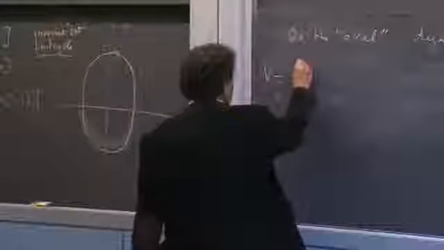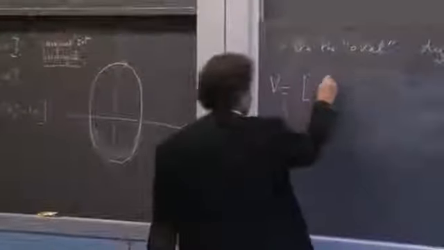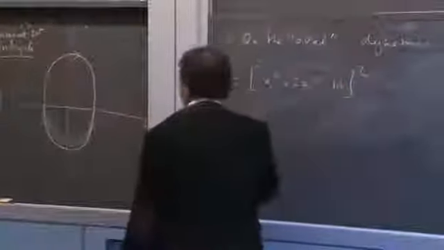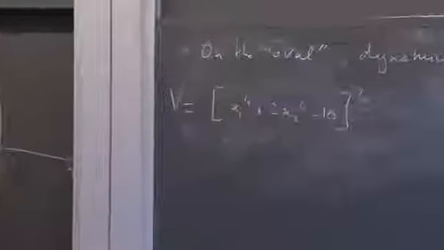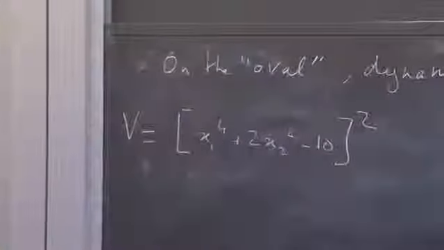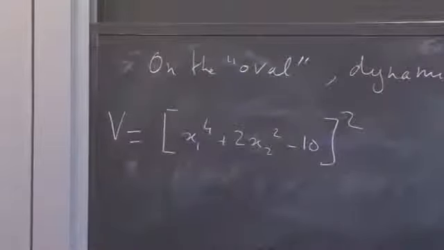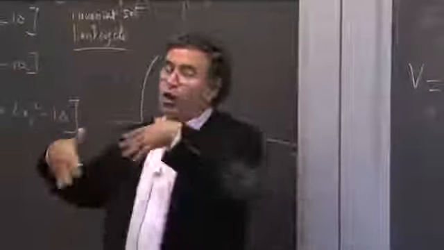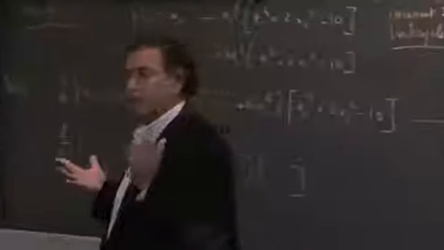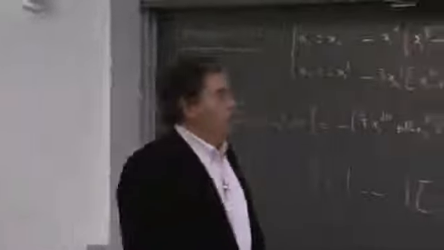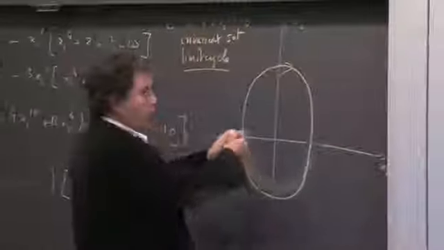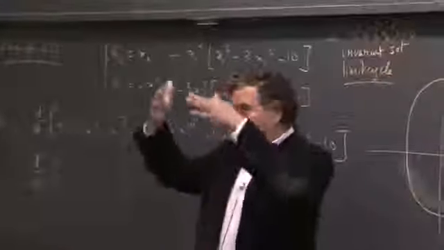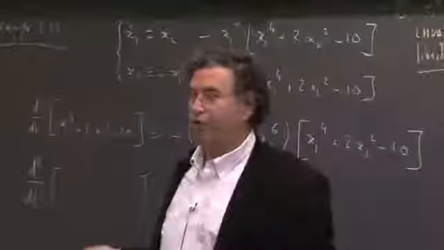And so, therefore, one way of doing this is just to take the square of this bracket. Again, I'm not saying this is a direct application of the theorem. It doesn't tell you to choose this V. We say, well, let's try this. Okay. So what is this V? Well, this is a scalar function, which is 0 on the orange oval, and then is positive.